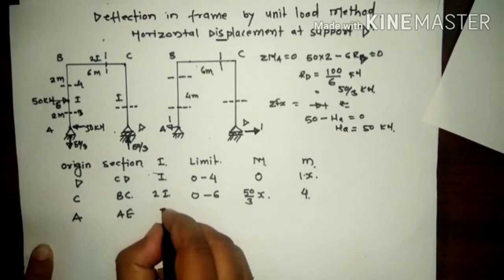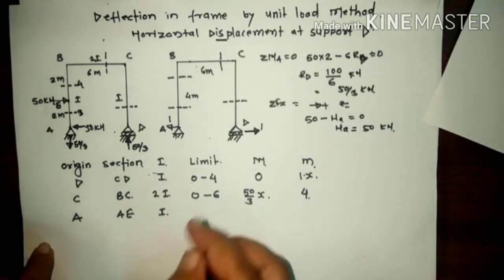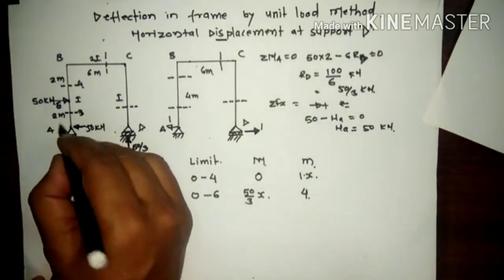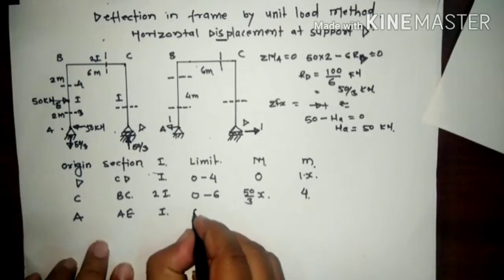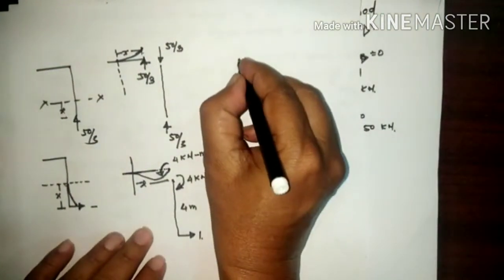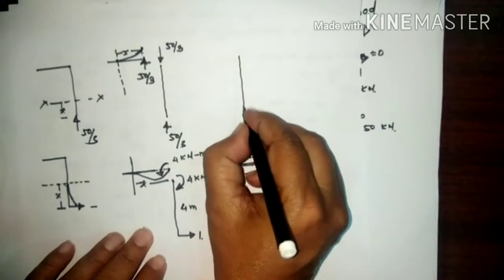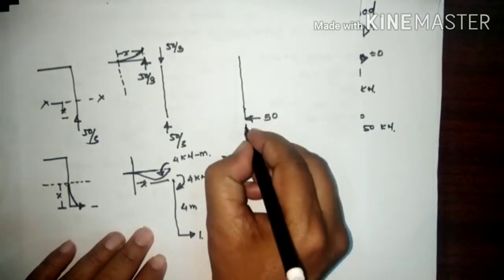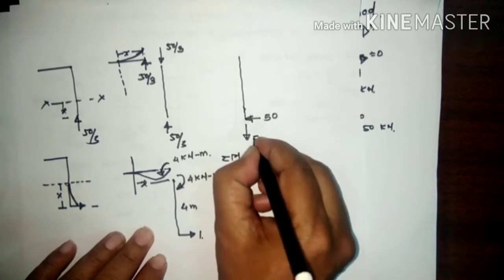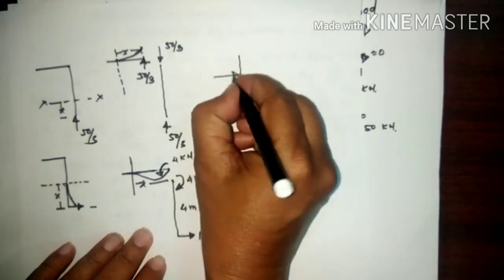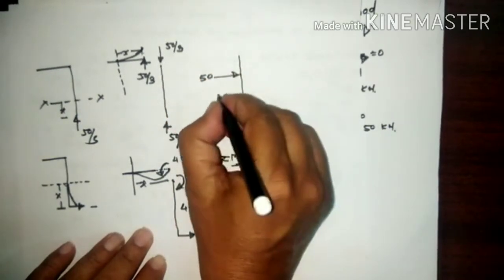Here EI is equal to this I. Then limit is what? This is 0. This is 2 meter. So 0 to 2. Now the bending moment here. So now we look here the bending moment. Now we know this is a force, 50 is acting. This is a vertical force downward, 50 by 3. This force is 50 and this is our x.